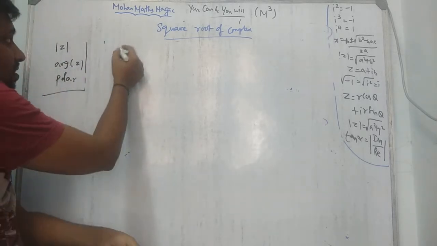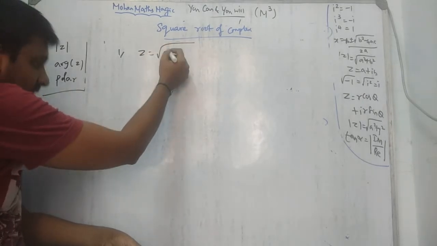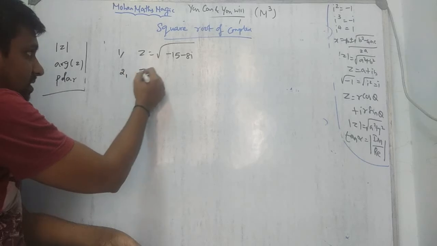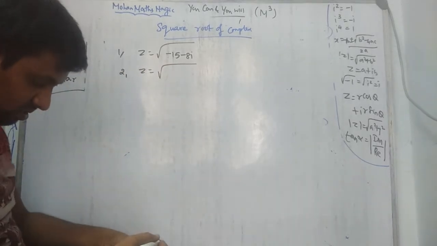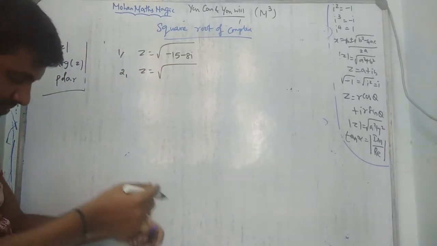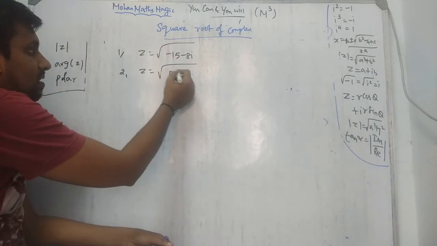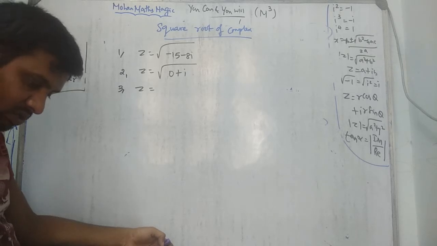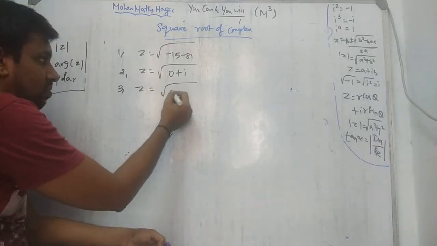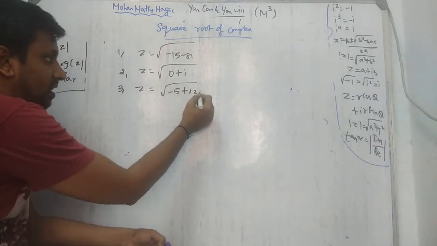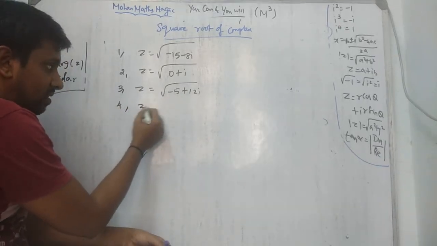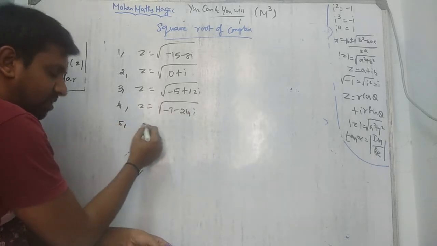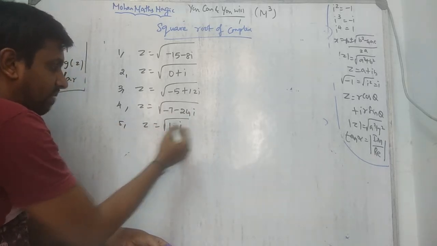Find the square root. First sum, find the square root of the complex number minus 15 minus 8i. Second sum, z equal to square root of 0 plus i. Third sum, find the square root of minus 5 plus 12i. Fourth sum, find the square root of minus 7 minus 24i. Fifth sum, z equal to square root of 1 minus i.